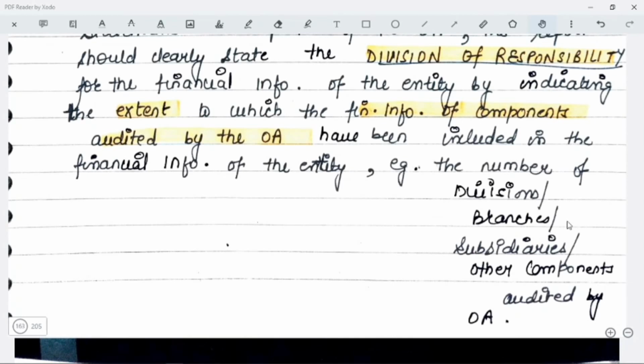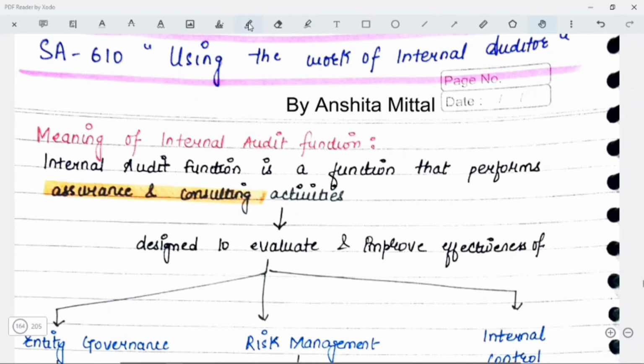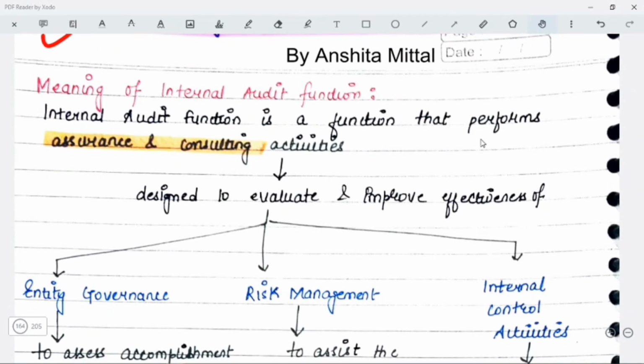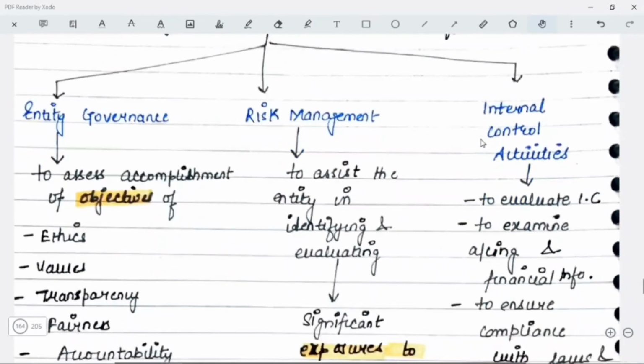Let's revise SA 610, which is using the work of internal auditor. So what is the meaning of internal audit function? Internal audit function is a function that performs the assurance and consulting activities that are designed to evaluate and improve the effectiveness of the entity's governance, risk management, and the internal control activities. So let's talk about all these one by one.